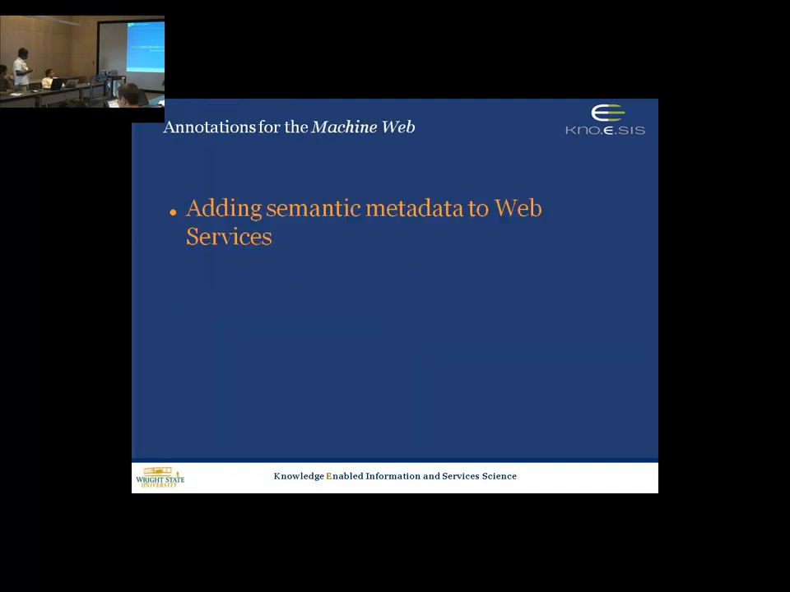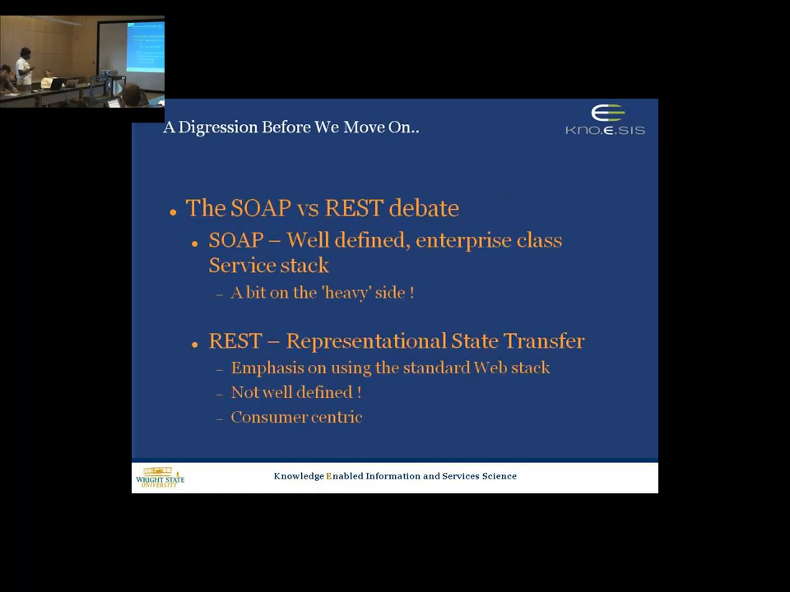So moving on. Let's talk about what we are sort of more familiar with, that is the Noesis services research lab in general, that is annotations of the machine web. Basically, how do you annotate these services? Now, before we actually move on, a small digression. When you look at the services landscape, there is this ongoing debate about what type of services.